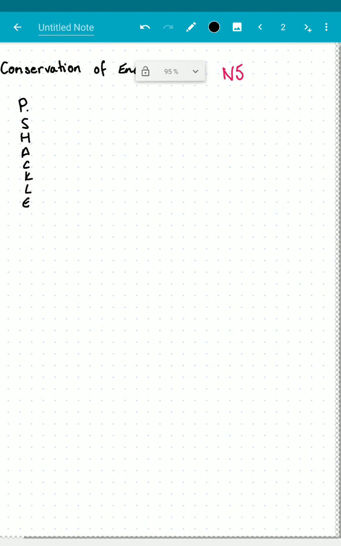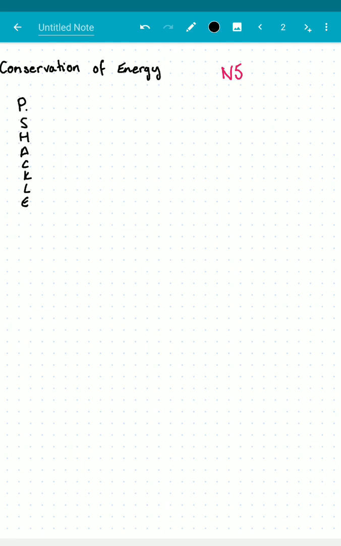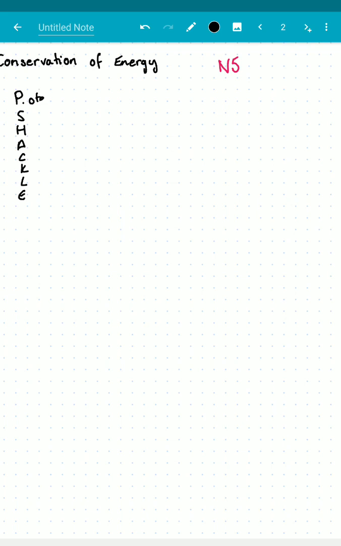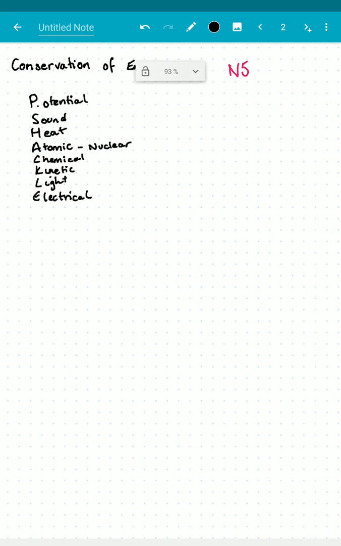So the first letter of each one of these represents a different type of energy. And the easiest way to remember it is just to remember Professor Shackle. And P stands for potential. Then we have sound, heat. Now this one is because back in the day when I learned physics it was atomic, but we now call that nuclear. Then we have chemical, kinetic, light, and electrical. Okay, so we have 8 different types of energy, and these are really useful for us.